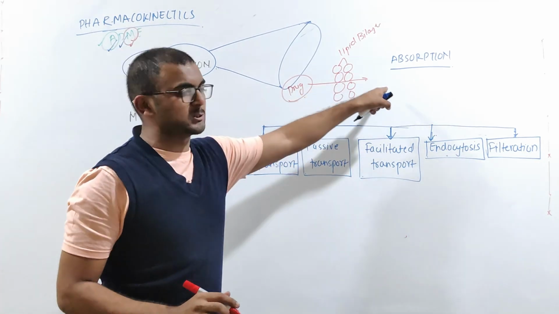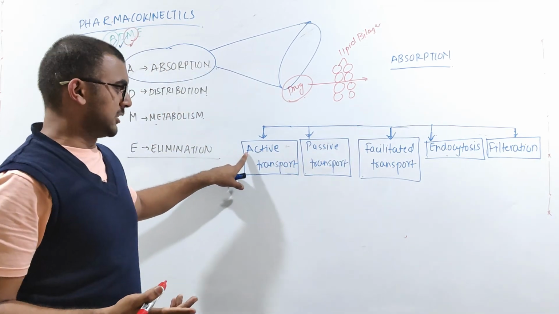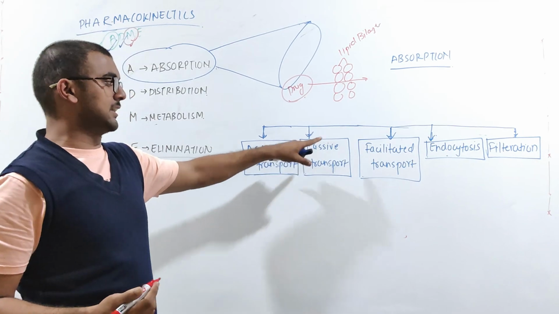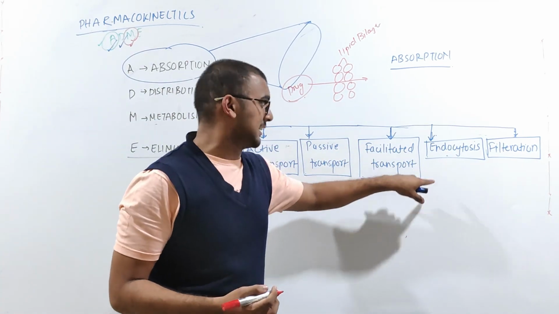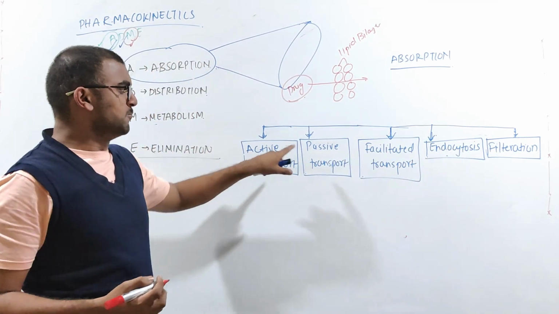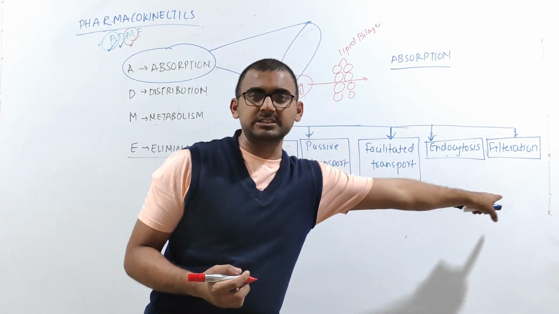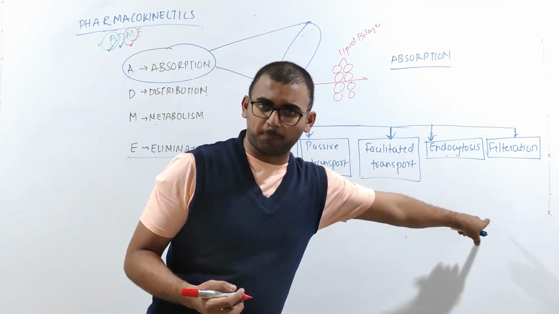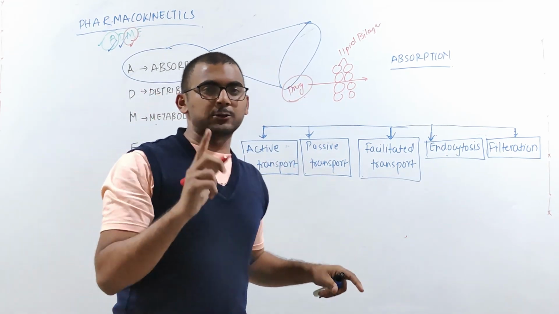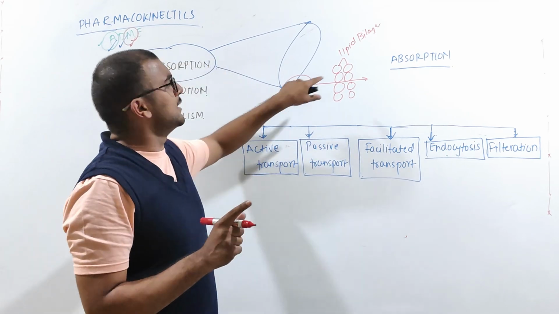Now, how is it getting transported? We have different types of transport. One is active transport, then passive transport, then facilitated transport, then endocytosis and filtration. Active, passive, facilitated, endocytosis and filtration. These are the major mechanisms of absorption. One more thing you have to understand, and we'll be discussing it again, but anyway I'll just tell you. This is a lipid bilayer.